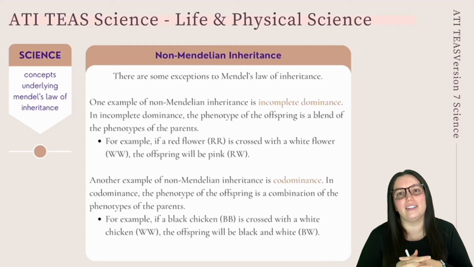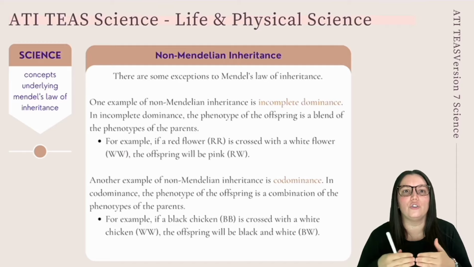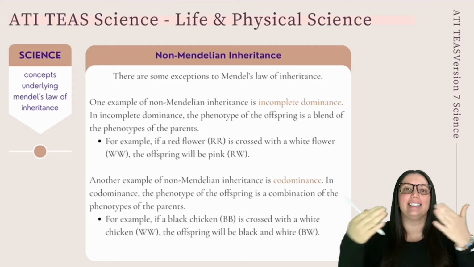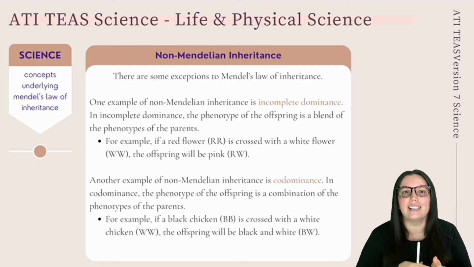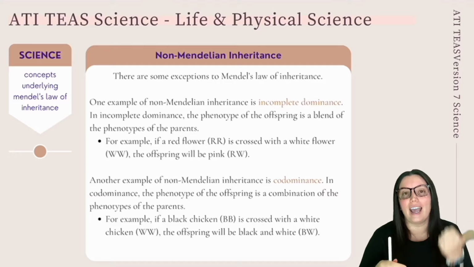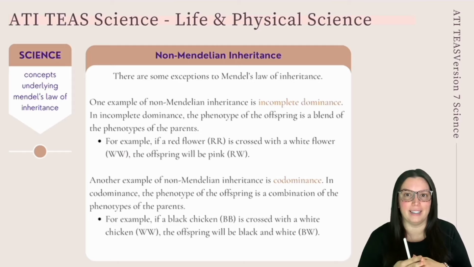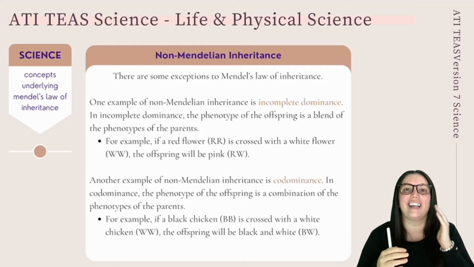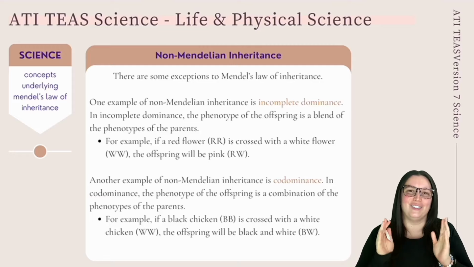There are some exceptions to Mendel's law of independent assortment. So for example, linkage is when two genes are located close to each other on the same chromosome and are inherited together. We see this a lot with sex-linked inheritance. Sex-linked inheritance is when a gene is located on the X or Y chromosome. The most common example of this is colorblindness, which is caused by a gene that is located on the X chromosome. So just make sure you know the differences between your incomplete dominance, your codominance, as well as your linkage.